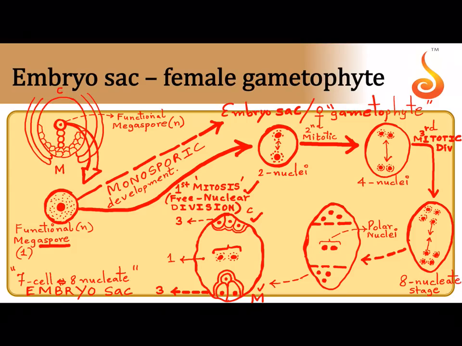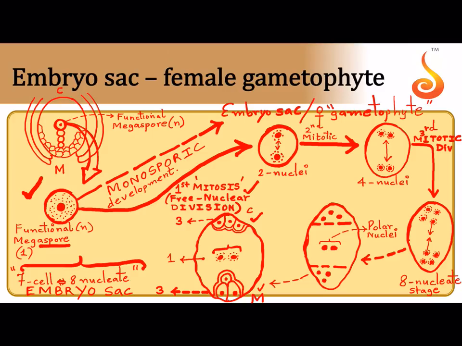I have not named the cells yet. I will come to the naming later. But this is clear to all of you, right? How a single functional megaspore, look here, a tiny megaspore became a massive cell, and an organization which has how many cells and how many nuclei? 7 cells and 8 nuclei. This 7-celled 8 nucleate structure is called embryo sac. Did you understand what I am saying?